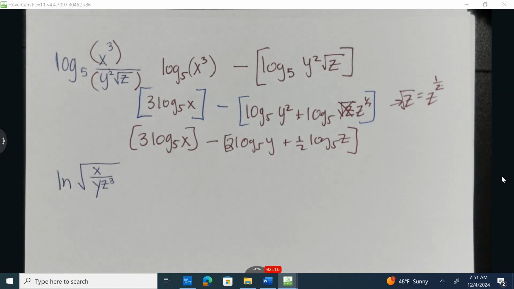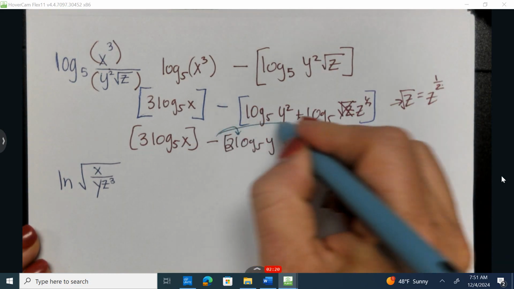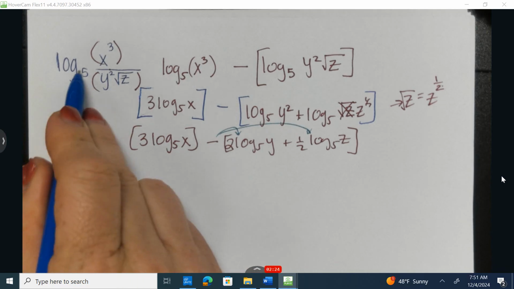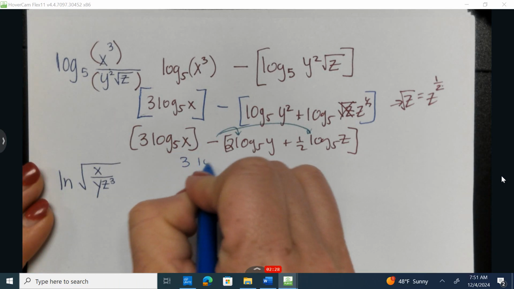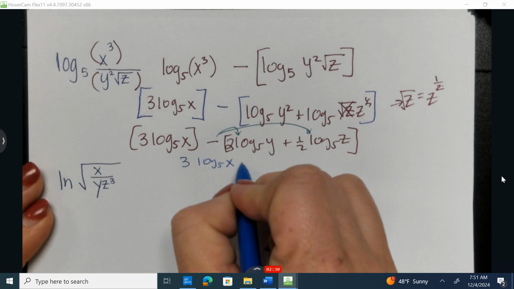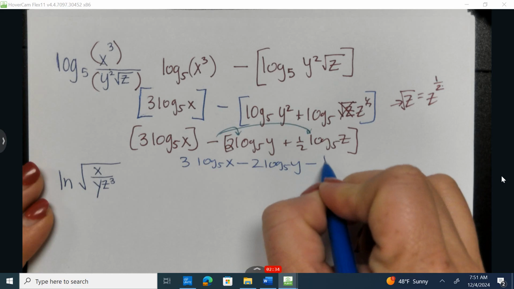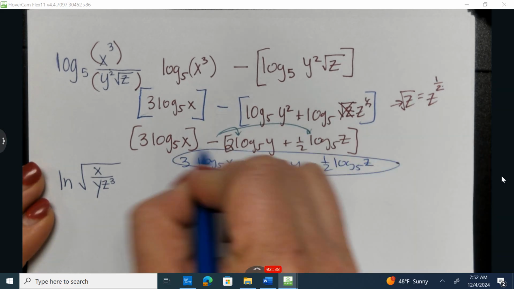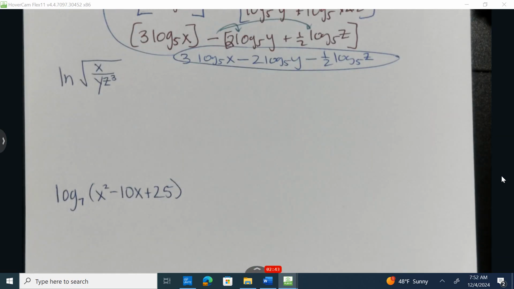And my very last job here is going to be to distribute this negative to both the first and the second term. So my final expanded form of this original expression is 3 log base 5 of x, subtract 2 log base 5 of y, subtract 1/2 log base 5 of z, equivalent to the original expression. All right, let's look at the next one.